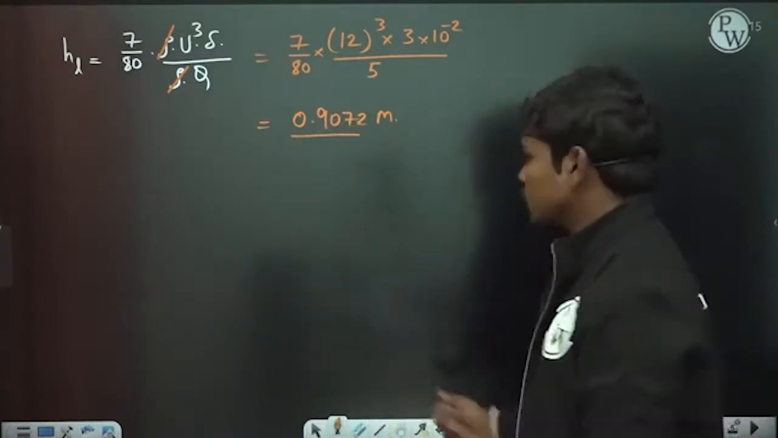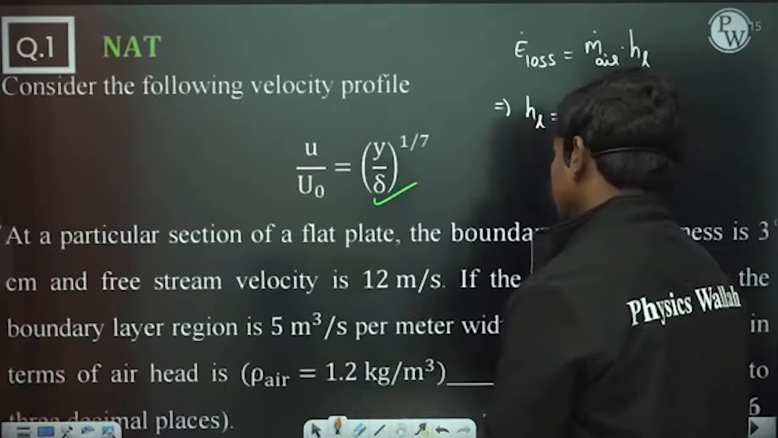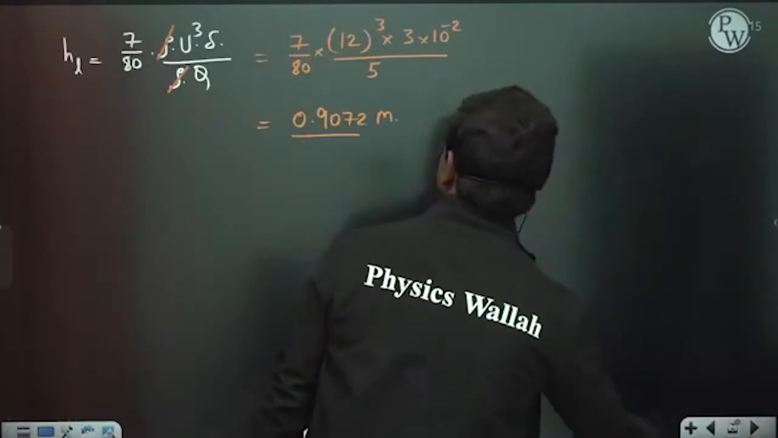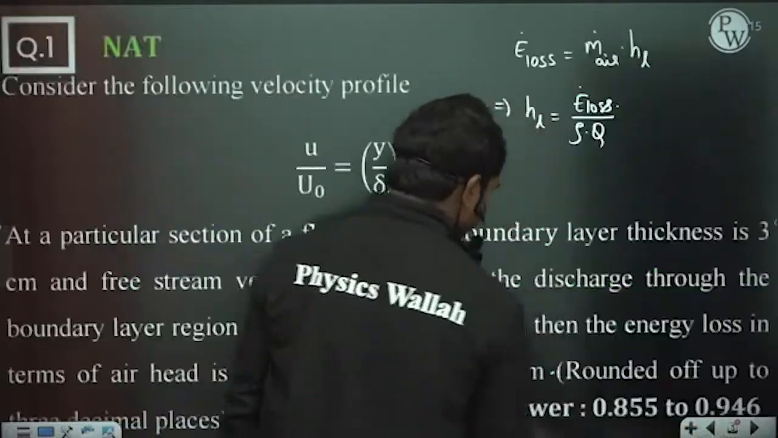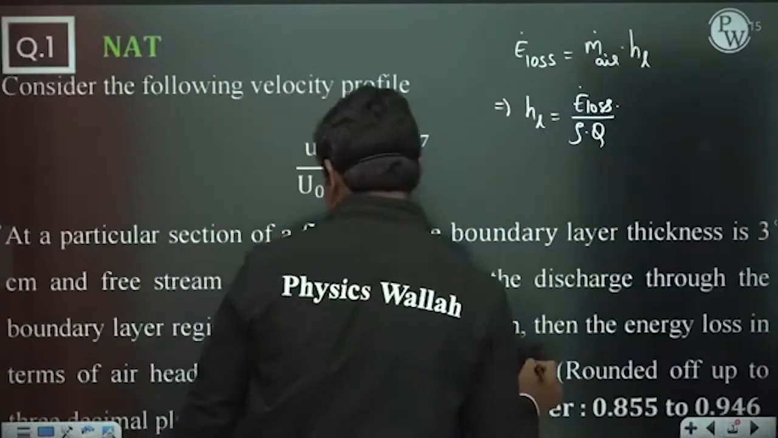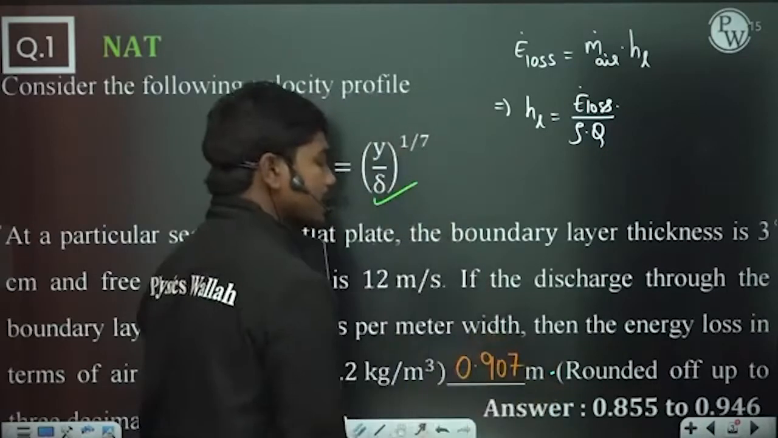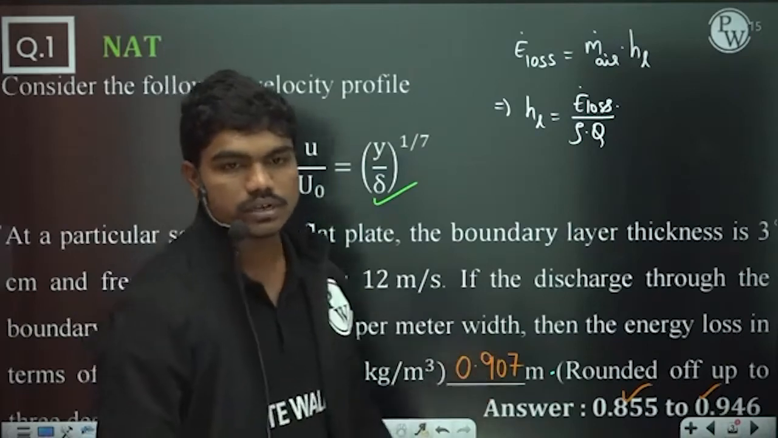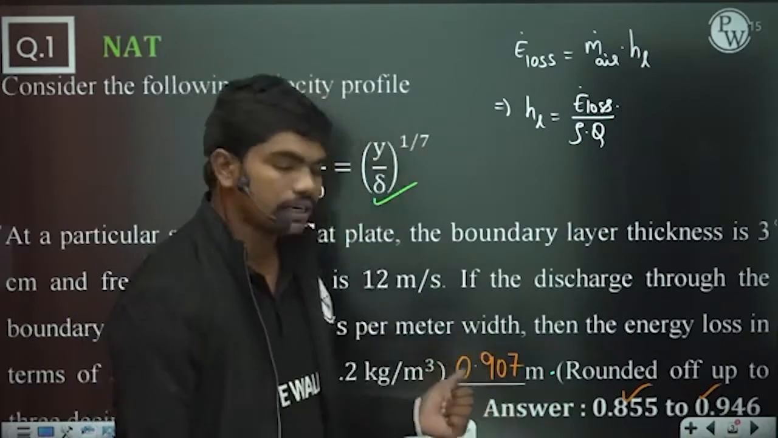Okay, fine. So let us see here. That's why you see 0.90-something came. How much is this? 0.9072. So 0.907. How many decimal places? Up to 3 decimal places. So 0.907 you can take, which is within the range 0.855 to 0.946. So this value is within this range. Okay, so that's how we have 0.907 meters.